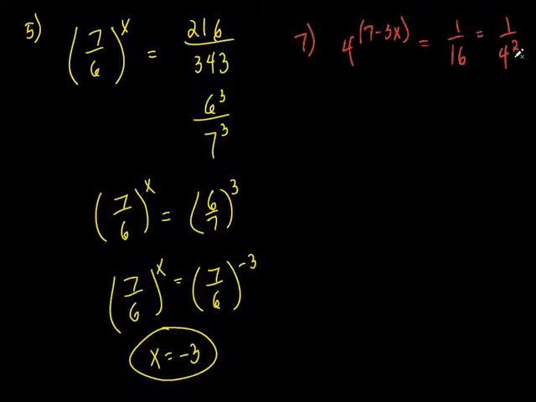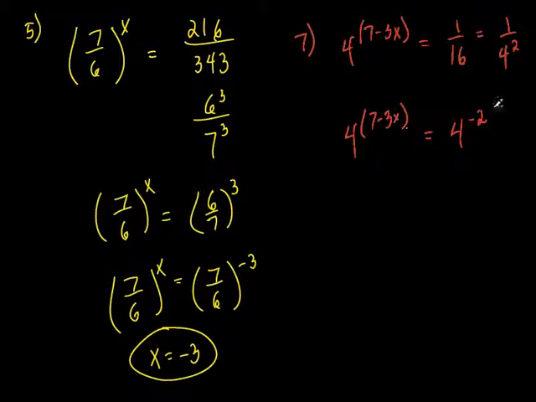What can I do, though, to get this on top and make it a base of 4, not 1 over something? I could turn this into what? 4 to the negative second. Isn't that the same thing? Absolutely. And so now I can write this 4 to the 7 minus 3x. Look at that. That wasn't that hard at all to get them to be the same base.